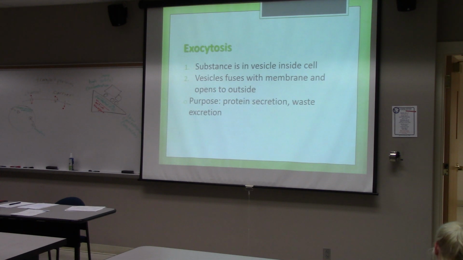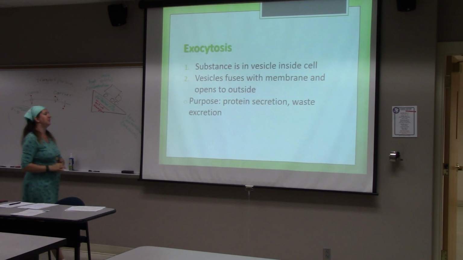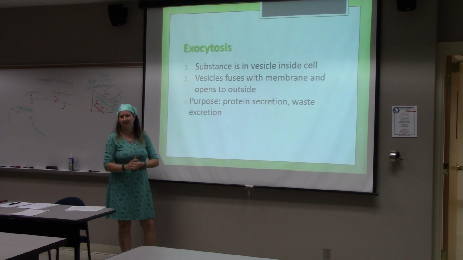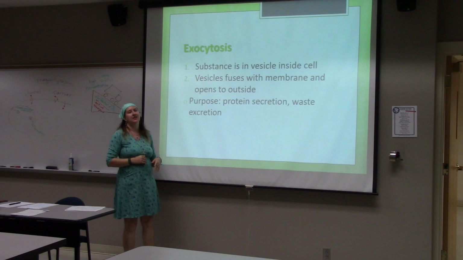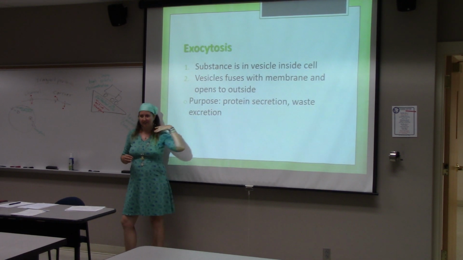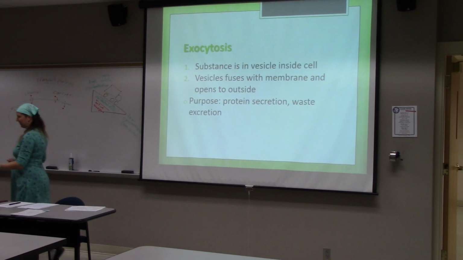Exocytosis, we have the substance in a vesicle inside the cell. The vesicle fuses with the membrane, and that opens up to the outside, releasing the substance. We saw this on the phagocytosis illustration for waste excretion. It's also the major way that cells secrete things that they produce that are meant to be used outside the cell, like proteins and mucus.